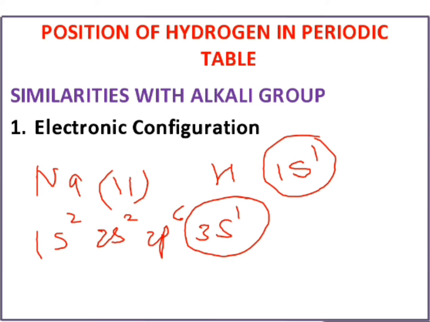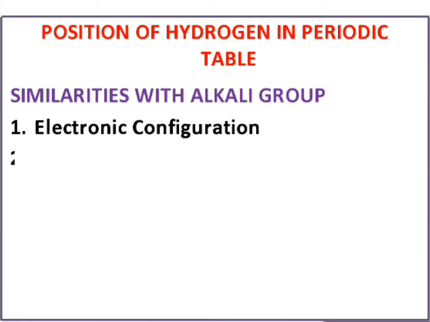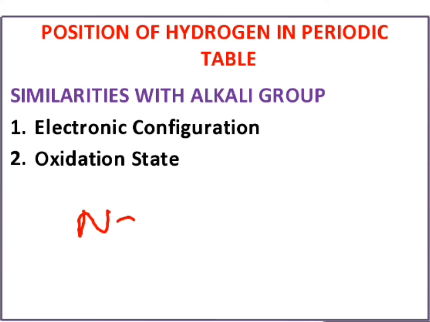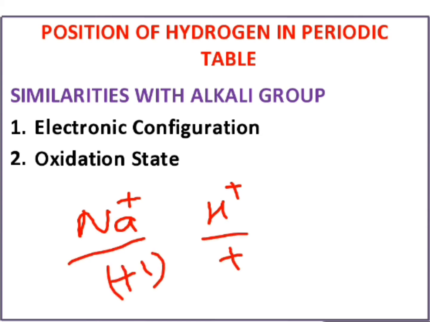That's why we are placing hydrogen with the alkali group. This is the evidence of why we can place hydrogen there. Then the second similarity is the oxidation state. Sodium forms Na+, and hydrogen forms H+. So this is the similarity: both have oxidation state +1. That's why hydrogen has similarity with the alkali group.